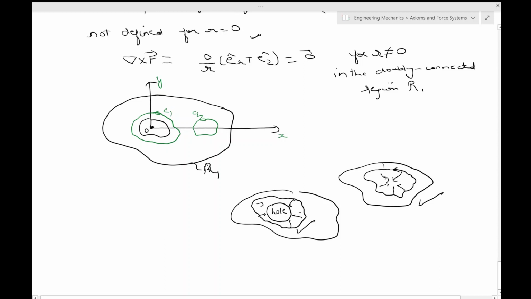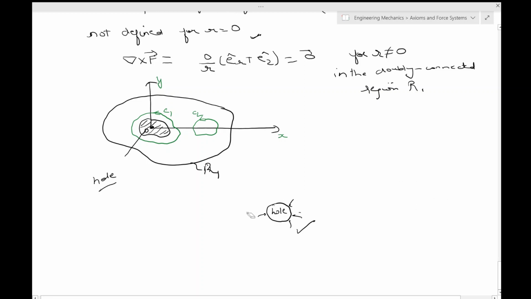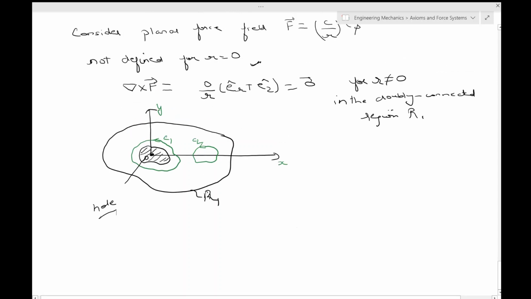So that's why we are calling this particular solid, because this is a hole for you, a doubly connected region R1, not a simply connected region. We are just trying to study the importance of the word simply connected in the definition. So this is true in the doubly connected region R1 in the xy plane.